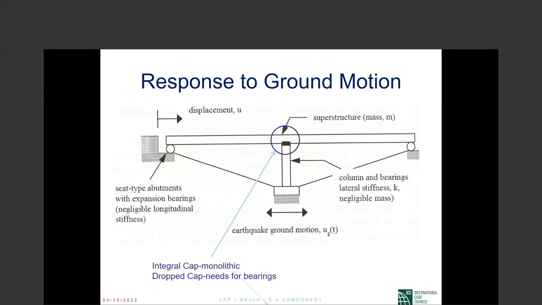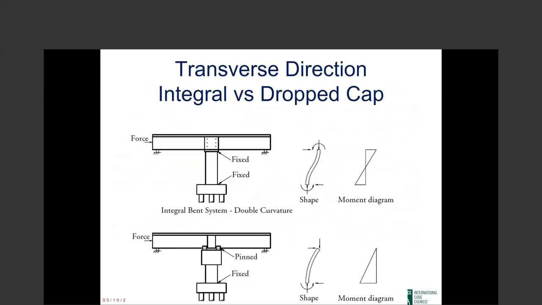And the column would go frame inside the bent cap. And if you have a steel plate girder bridge, most of the time you will see a dropped cap. And there you need to have a bearing and you need to have shear keys for that one. So details of these will dictate what will be the design and the bending moment that you see.